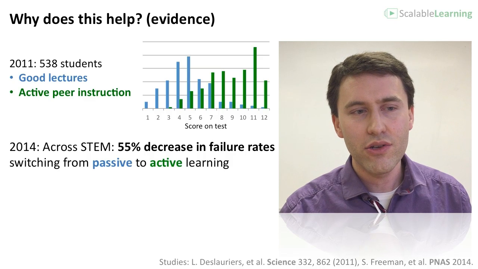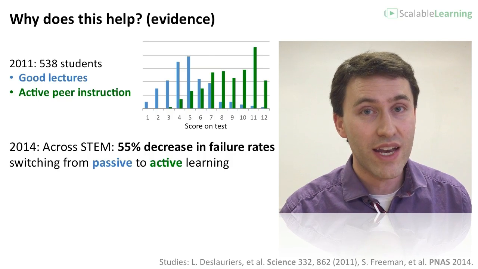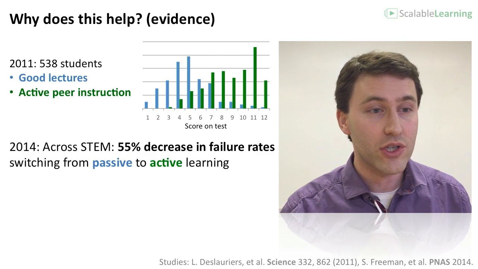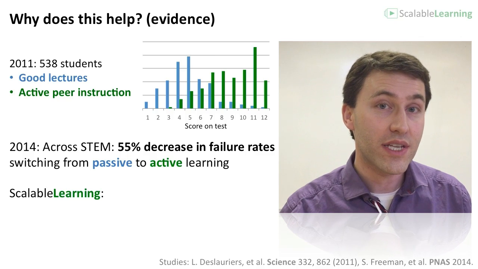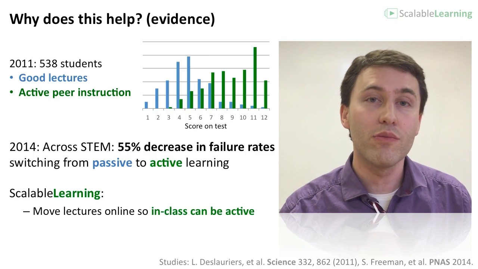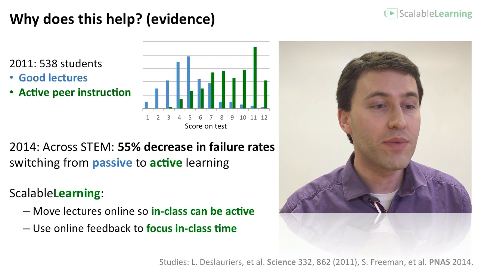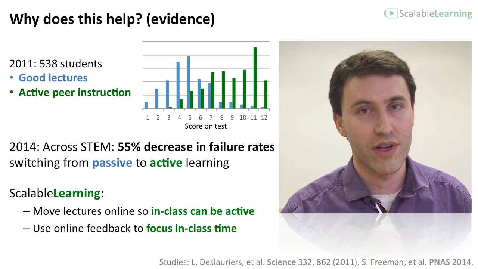There was another study in 2014 that found across all of science, technology, engineering, and mathematics, there's about a 55% decrease in failure rates if teachers switched from passive lecturing to active teaching in the classroom. And this is what Scalable Learning does. It helps your teacher move the lectures online so you can spend the class time in an active way. And it helps give feedback to the teachers so that they know what to concentrate on when they're in class.